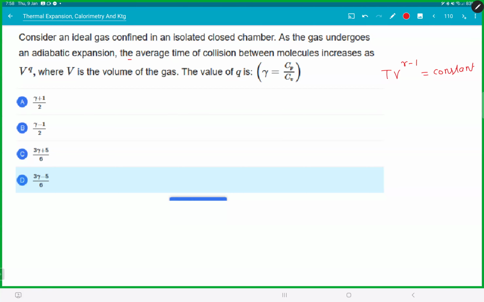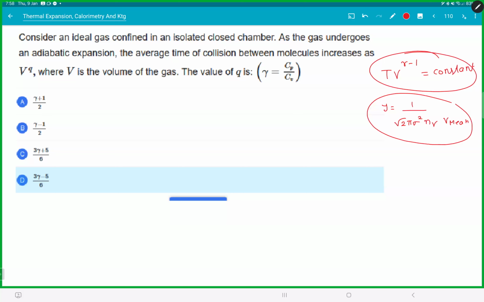Now they're asking, find the average time of collision between molecules is proportional to volume power Q. So he's asking, what is Q? Get this? And D is not the answer. So just to give you the formula, tau is 1 by root 2 pi sigma square NV v mean. So you know this equation, you know the ideal gas equation. Using all this information, find that tau is proportional to V power Q, find Q. Try, I'll give you a minute.